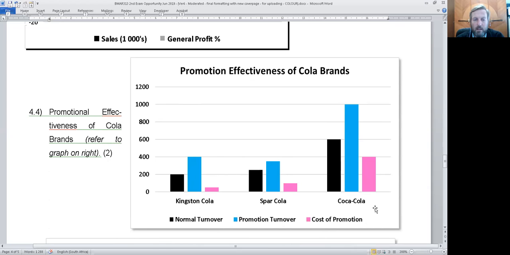So if we look at this, the question is how effective are the promotions for these different cola brands? So we got normal turnover when the item is not on promotion, the black one. Then we've got when we're doing a promotion or advertising campaign, what happens with the sales, the blue, and then the pink one is the cost of promotion.